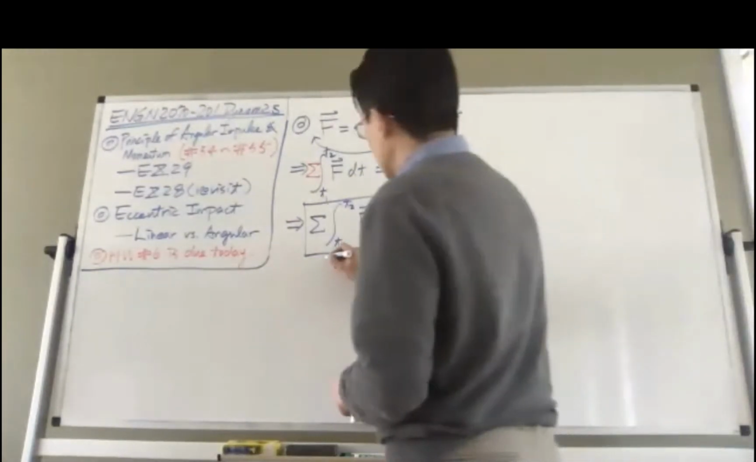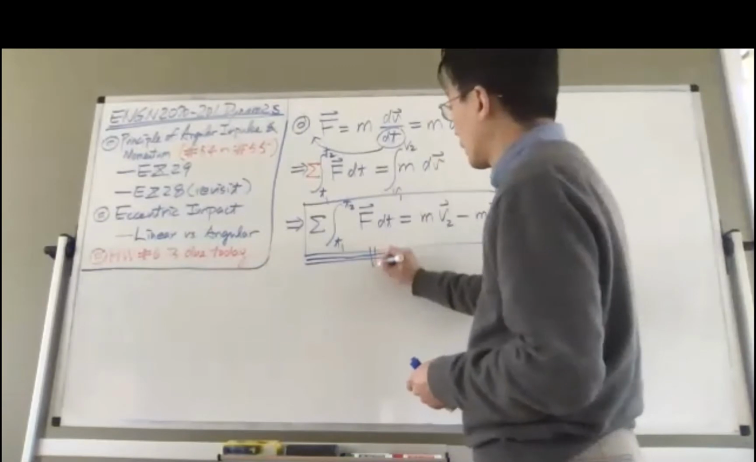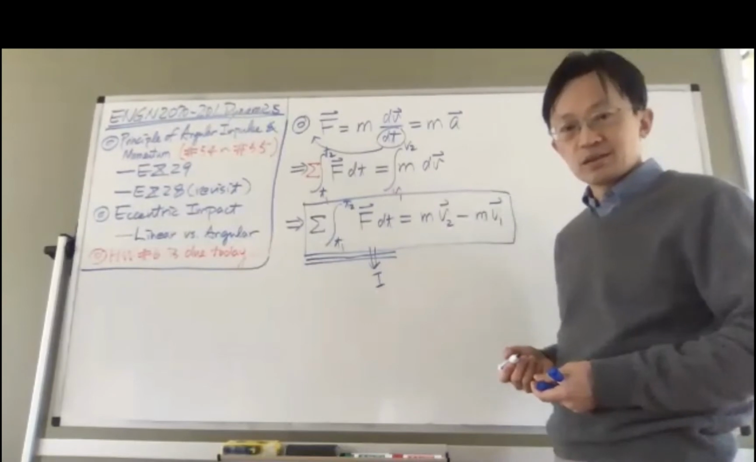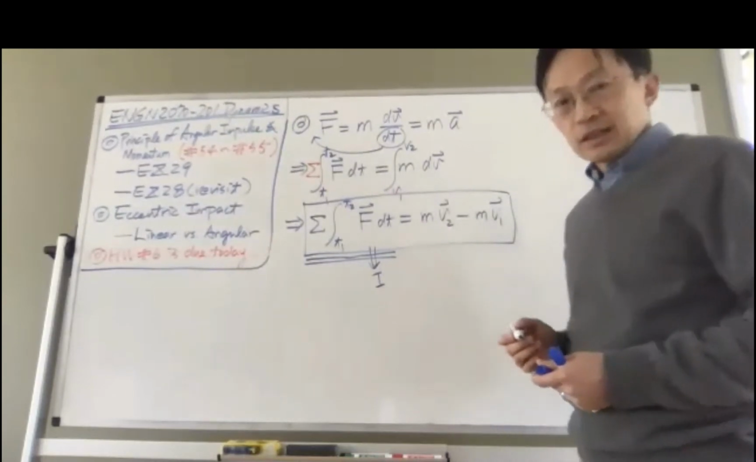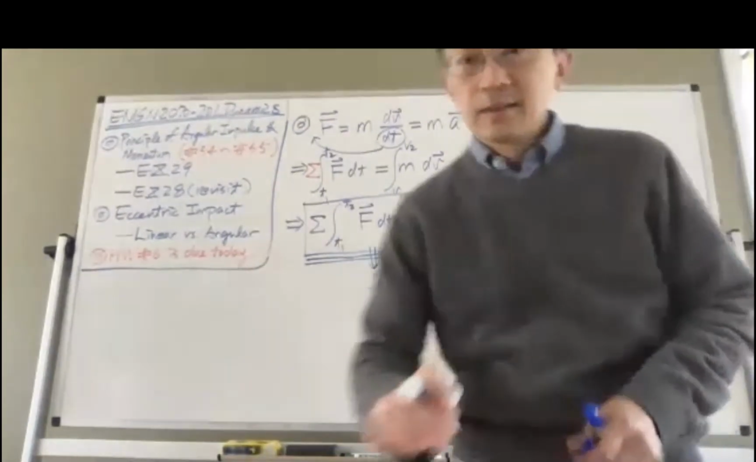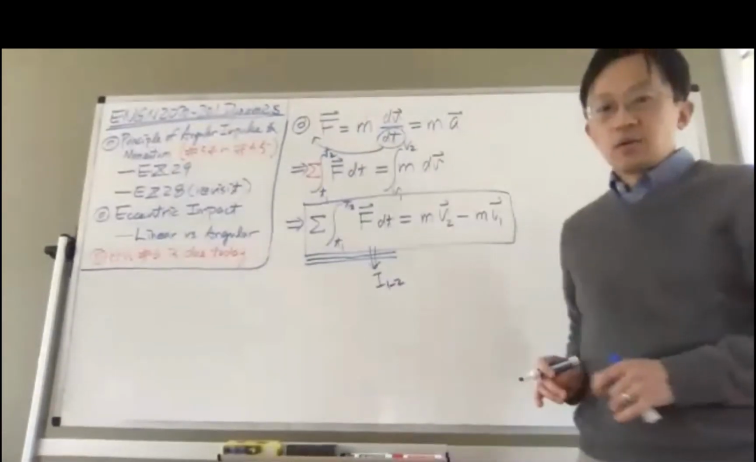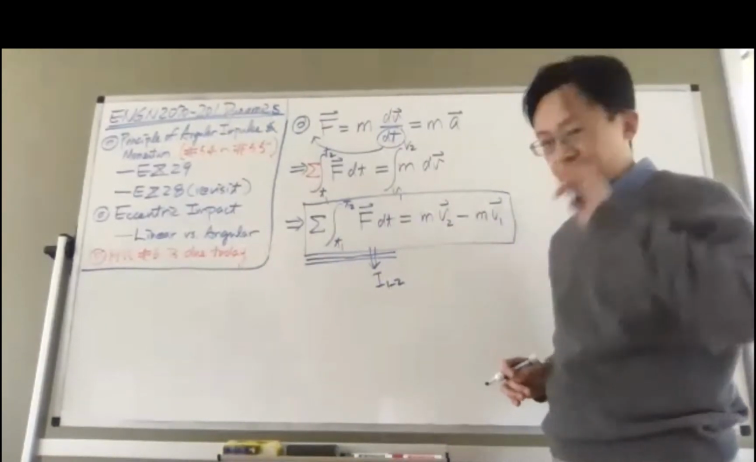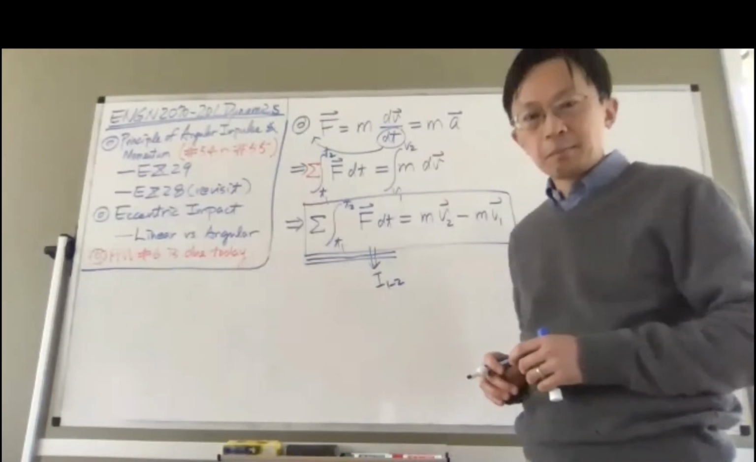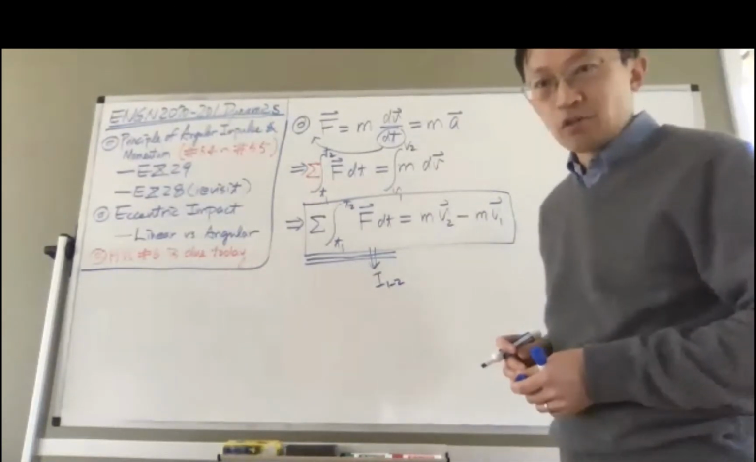Linear impulse is this part. The left-hand side is what we call linear impulse, denoted by capital I. Again, you know we use capital I for different purposes. What do we use capital I for in dynamics? Anybody? We use capital I for mass moment of inertia, remember? We also use capital I for mass moment of inertia.